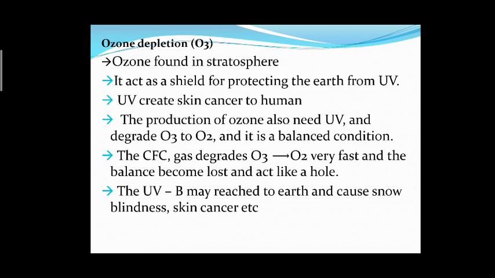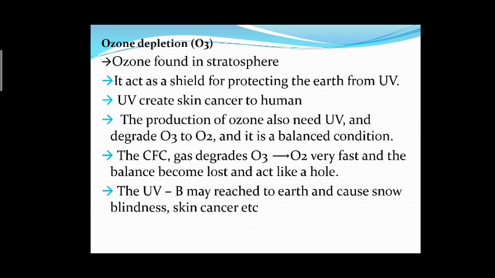This problem is mainly affecting the polar region. This gap is mainly seen in the polar region, and the CFC, chlorofluorocarbon, is the main cause of ozone layer depletion. CFC or freon comes from refrigerators, air conditioners and many sprays, means perfumes, and they can deplete the O3, O3 means ozone, into O2 and free radical O.